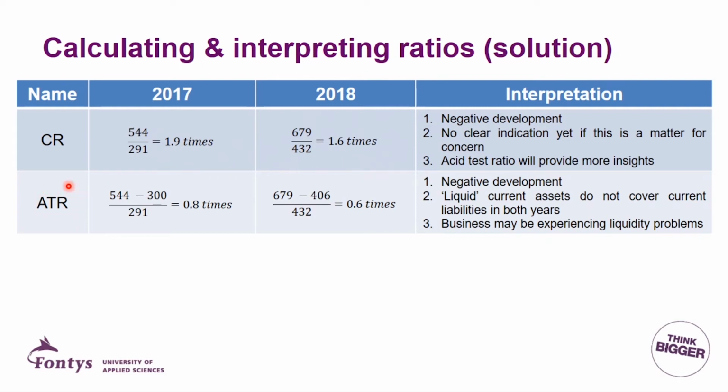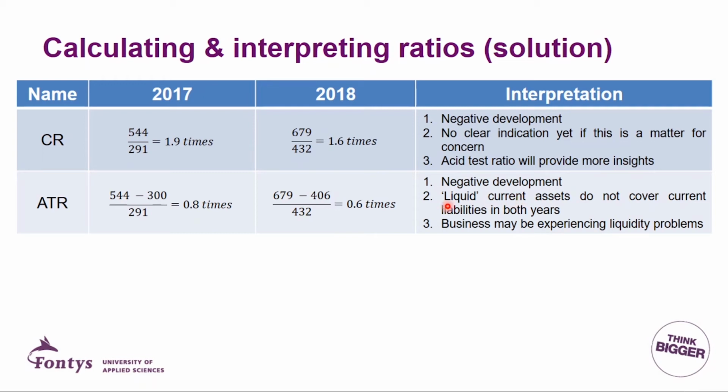Let's look at the acid test ratio. Here we simply exclude the inventory, so the 300 in this case and the 406 in this case. We see it's 0.8 and 0.6 times. So what we can see is, again, this is a negative development because our liquid assets can cover less of the current liabilities. So that's, of course, an issue for the company. The liquid current assets do not cover the current liabilities in both years, so it's not at least 1.0.